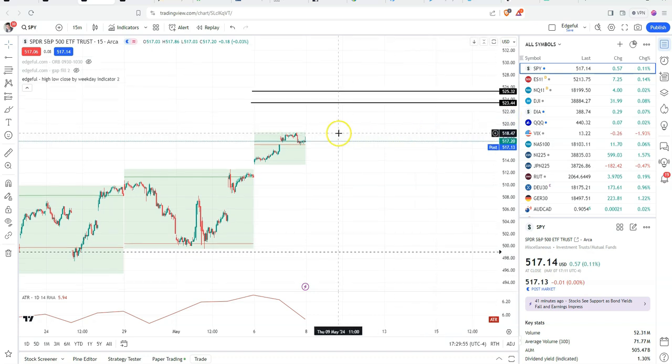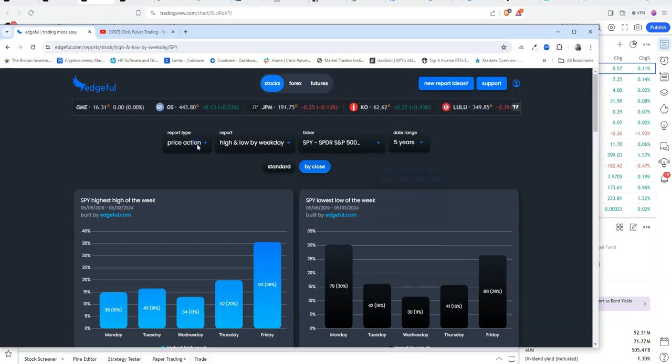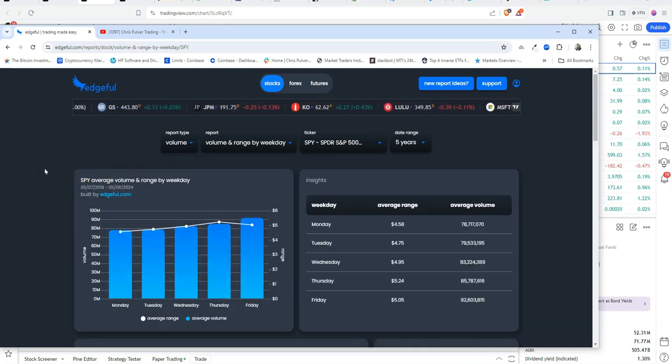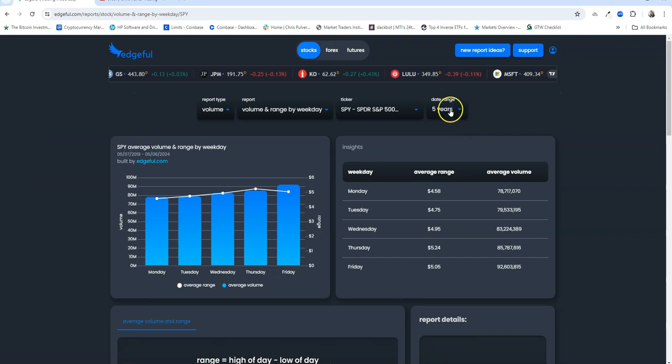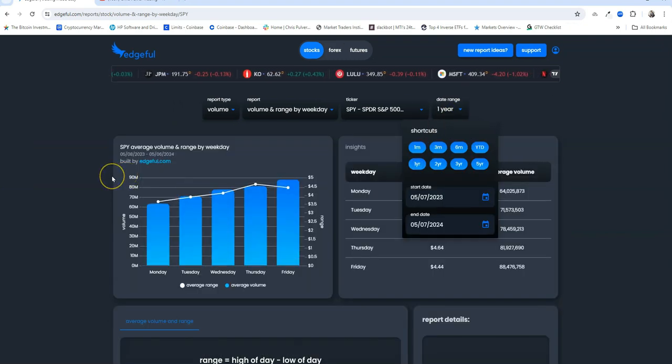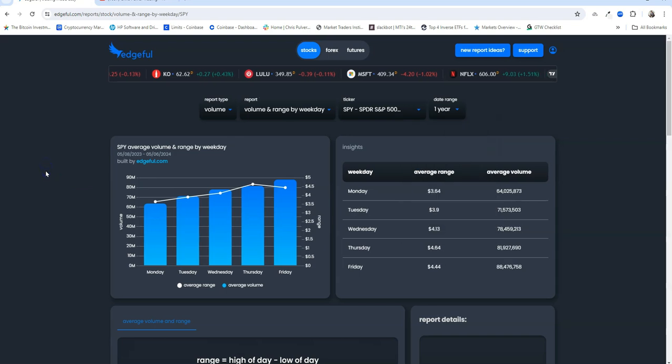If you want to go on Edgeful to the volume report type, I just feel the data is so strong on this. If you go to the trailing 1 year, what I'll do here is explain this report and how to use it. It's the average volume and range by weekday.